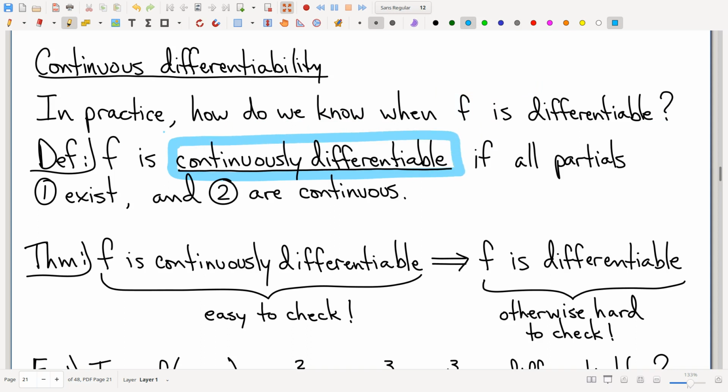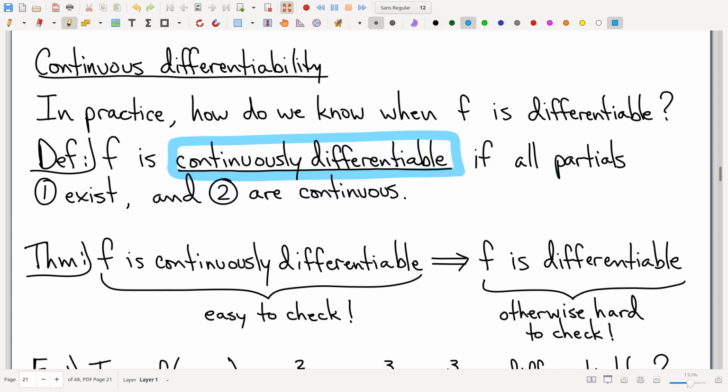which sounds harder. Certainly, continuous differentiability is a stricter condition. Fewer functions are actually continuously differentiable. It's a harder condition to satisfy. This does not sound helpful. But even though it's harder to satisfy, it is much easier to check.